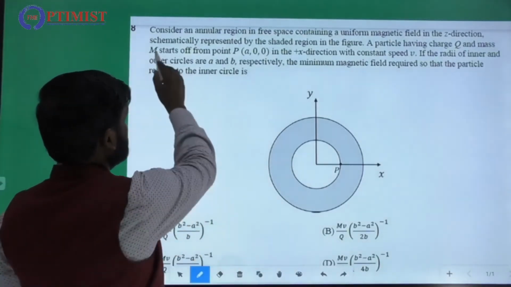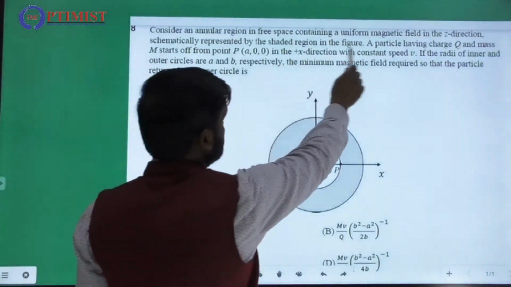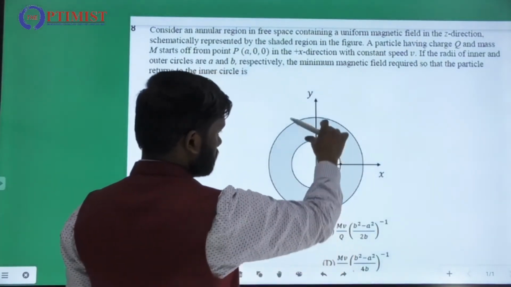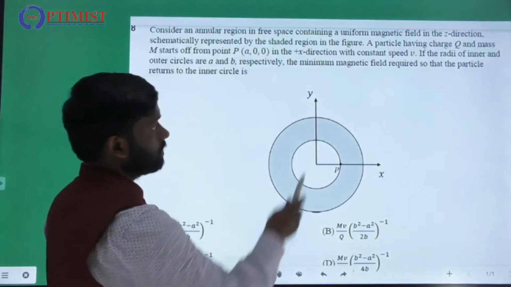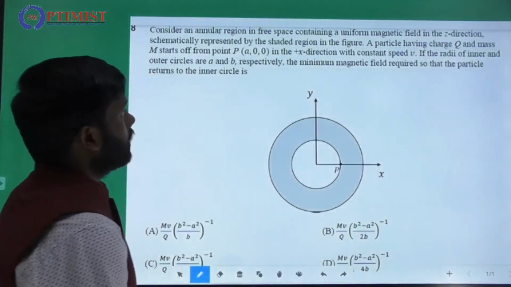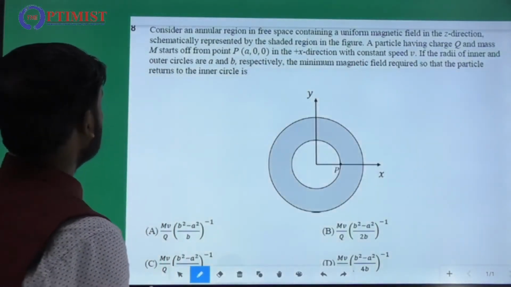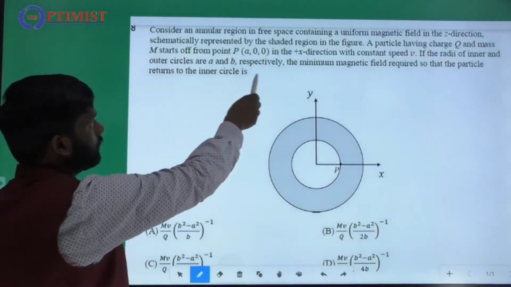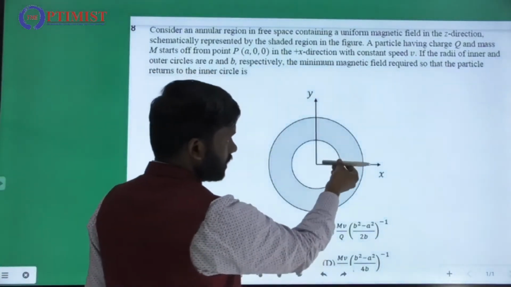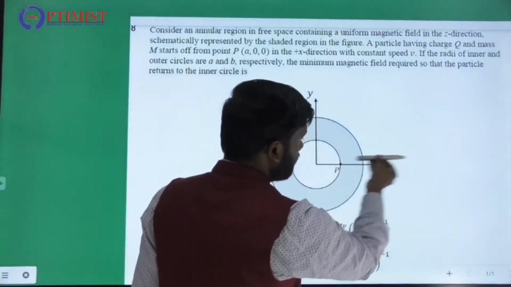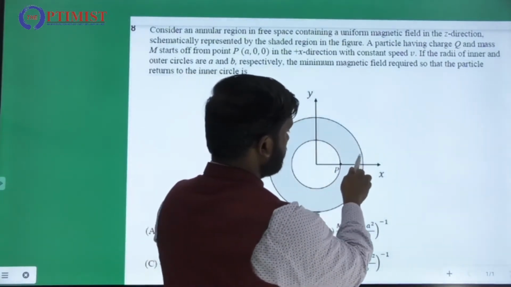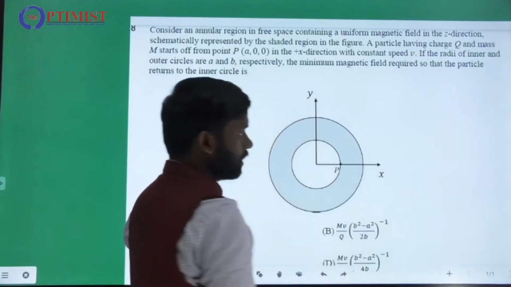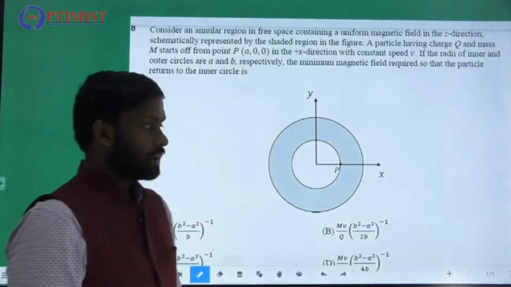So, schematically represented by the shaded region in the figure. In this figure, this shaded region represents a magnetic field which is in positive z direction. A particle having charge q and mass m starts off from point P in the positive x direction. So a particle starts from this point P, it moves in positive x direction. And because of this magnetic field, particle will definitely deviate from its path.